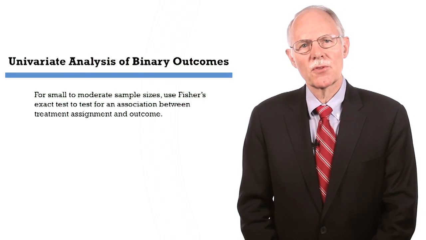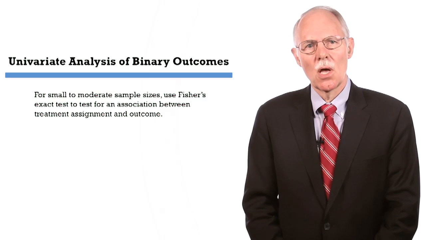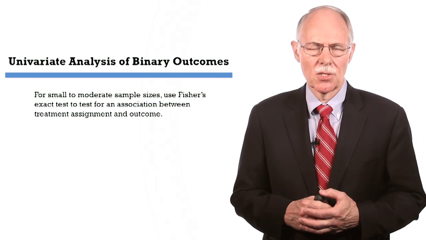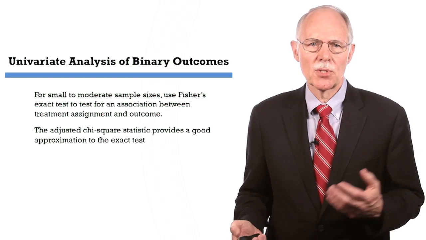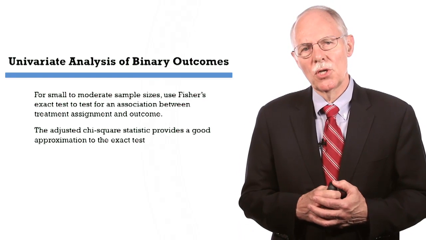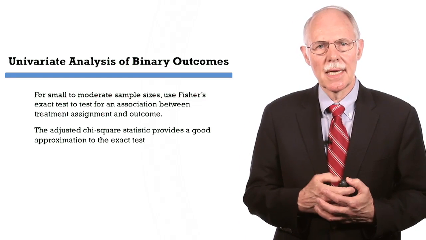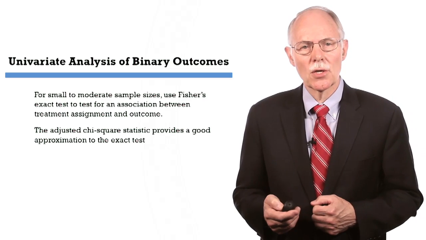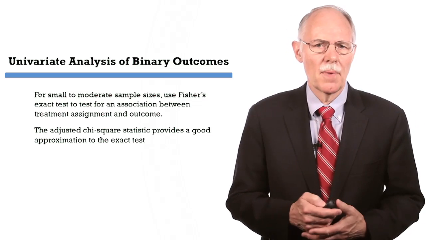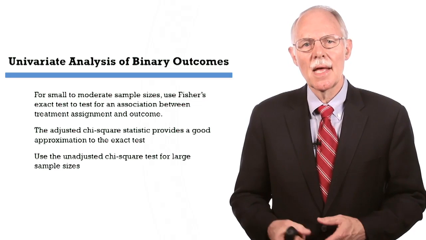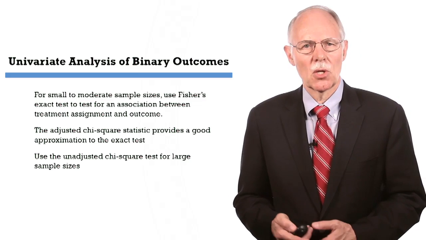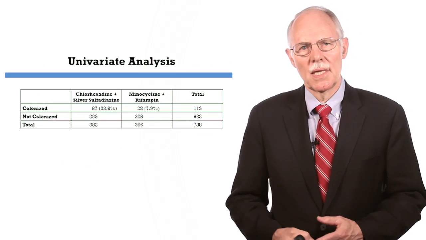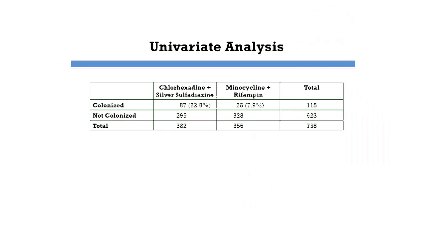First, a point: for small to moderate sample sizes, we would use Fisher's exact test to compare the proportions of catheters that are colonized. If the sample size is of moderate size, we would use the adjusted chi-squared statistic. And if the sample size is large, say more than 150 patients in each group, something like that, then we could use the unadjusted chi-squared statistic and we would get very similar results. Let's see how that works in the case of these data from the trial of catheter colonization.